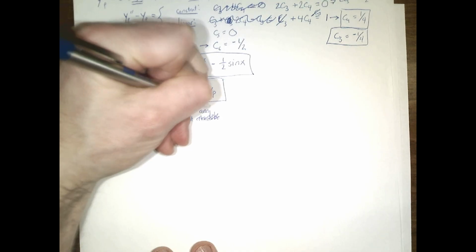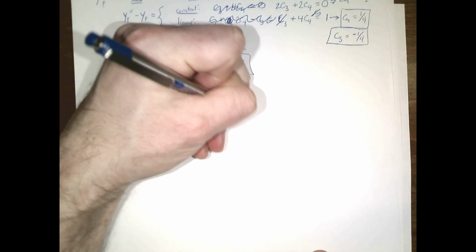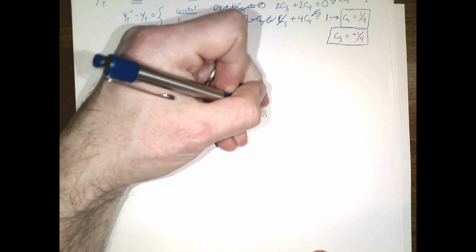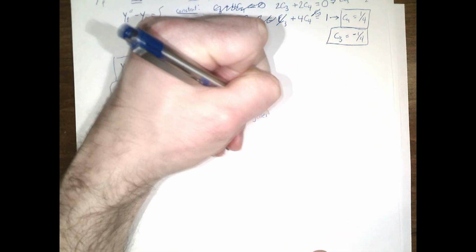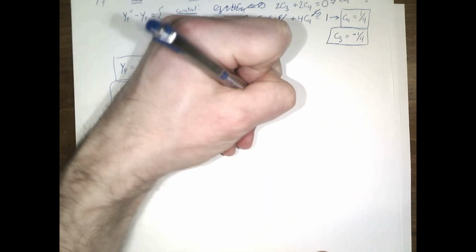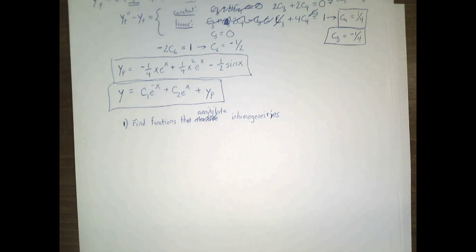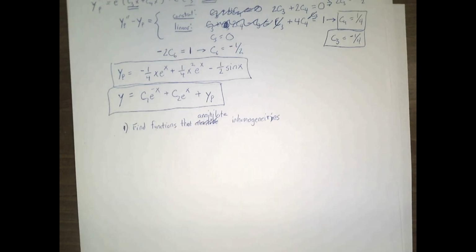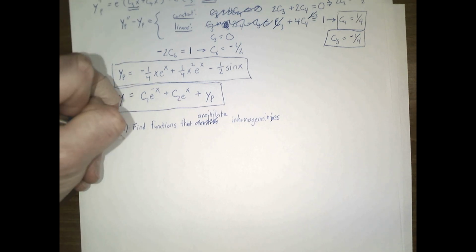however you spell that, annihilate inhomogeneities. And that's just a really fancy word for functions on the right-hand side of your equation. You take your differential equation in standard form, whatever order it's in, and it's equal to some function of x or t or whatever your independent variable is. So you find functions that annihilate inhomogeneities. We look at the different forms for exponentials or trigs or products of those.